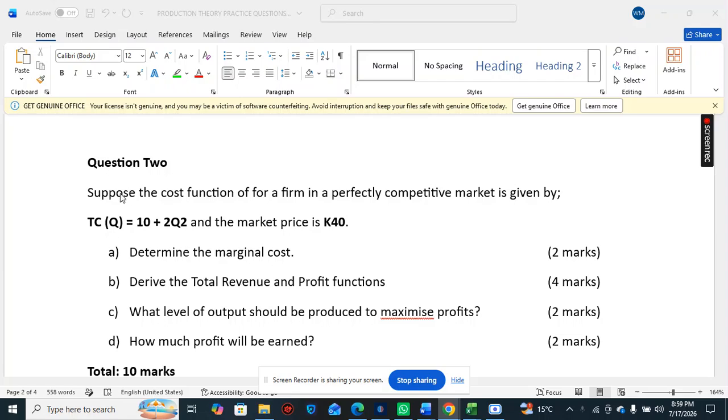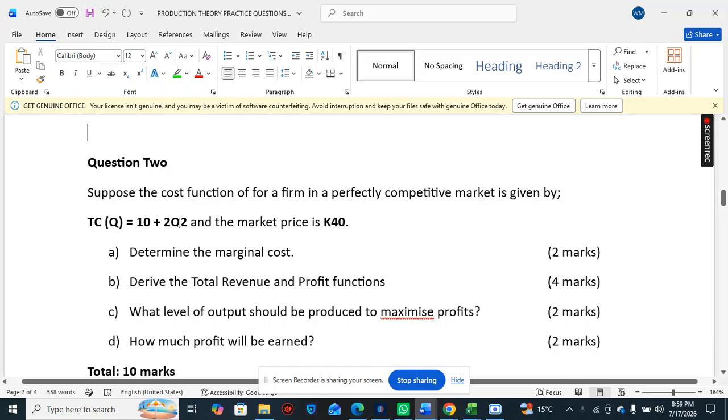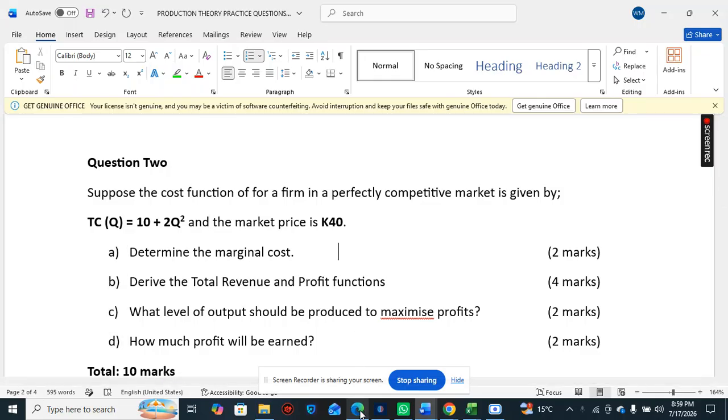All right. So suppose the cost function of a firm in a perfectly competitive market is given by, so we've been given our total cost function here, 10 plus 2q squared, and the market price is 40 kwacha. A, determine the marginal cost. All right, so this is how we're going to do it.